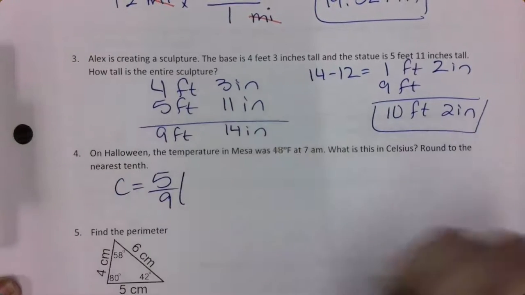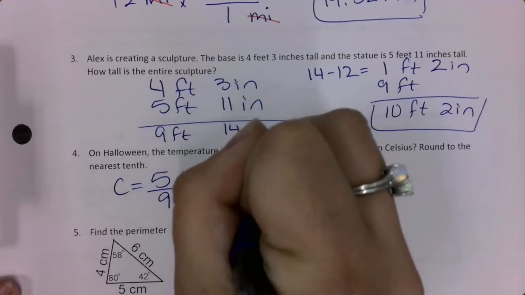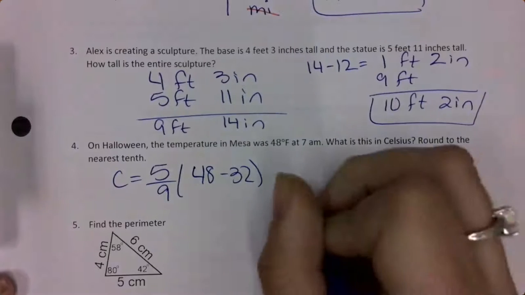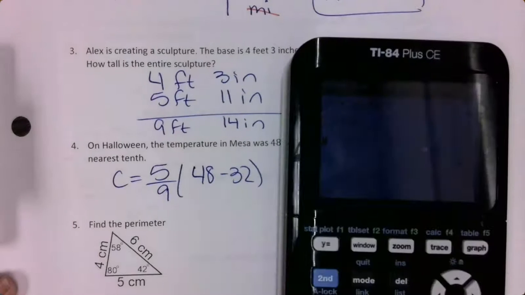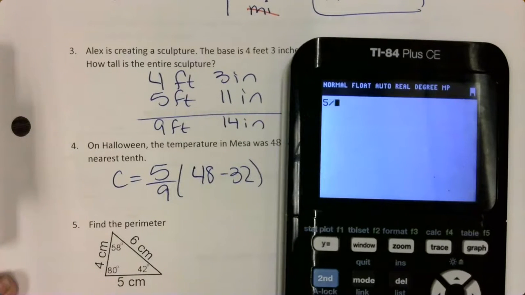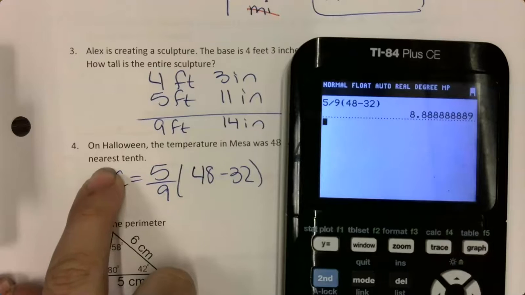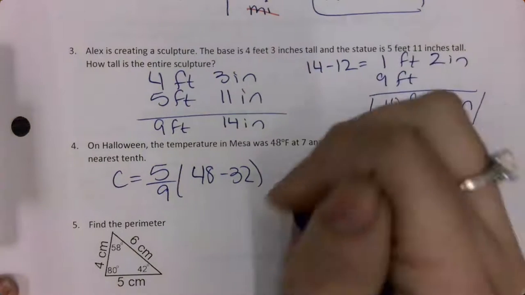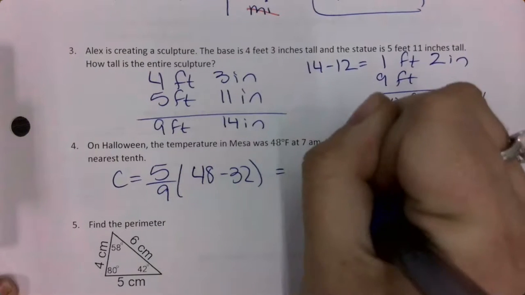So my Fahrenheit temperature was 48 minus 32. And then I can go ahead and just type this straight into the calculator. So I could do 5 divided by 9, parentheses, 48 minus 32. This wants it rounded to the nearest tenth. So I'm going to do 8.9 degrees Celsius.